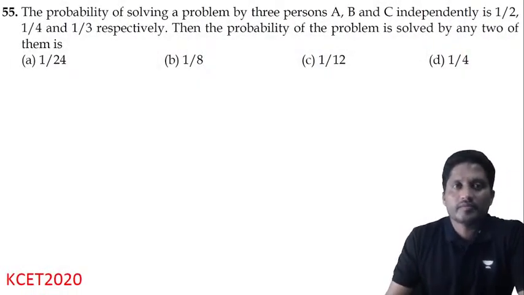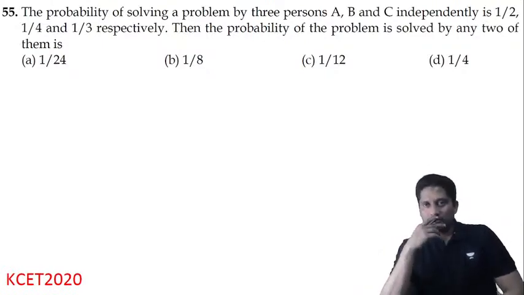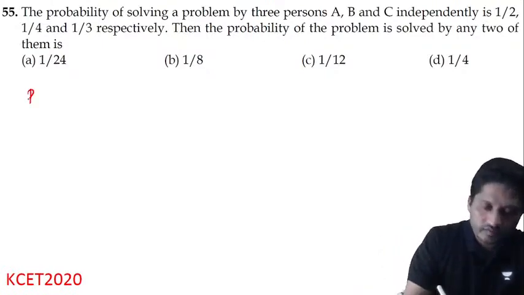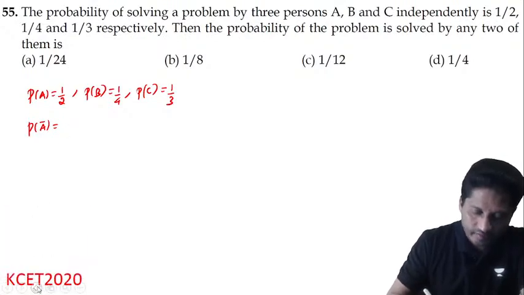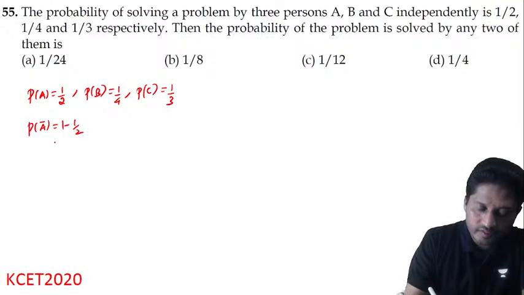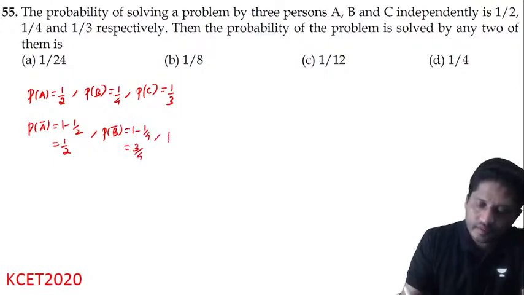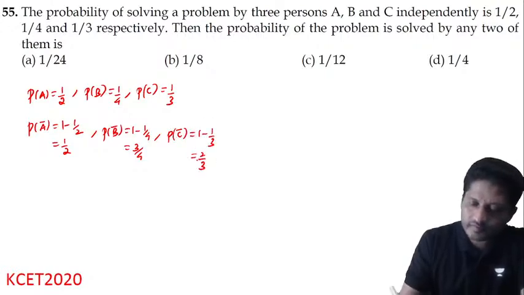The probability of solving a problem by three persons A, B, C independently is 1 by 2, 1 by 4, and 1 by 3. So A not solving is 1 minus 1 by 2, which is 1 by 2. Let me write it like this. A not solving, P of A bar, the complement, is 1 minus P of A, which is equal to 1 by 2. P of B bar is 1 minus 1 by 4, which is equal to 3 by 4. And P of C bar is 1 minus 1 by 3, which is equal to 2 by 3.